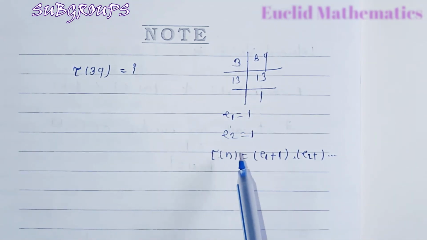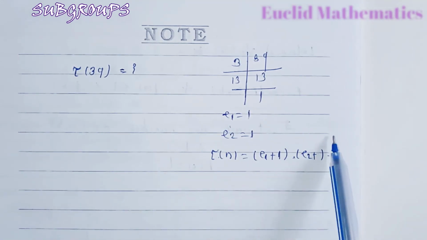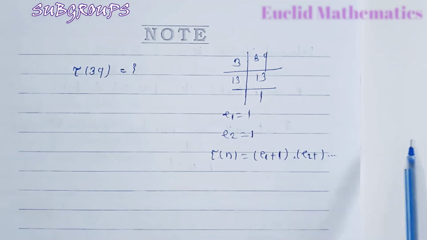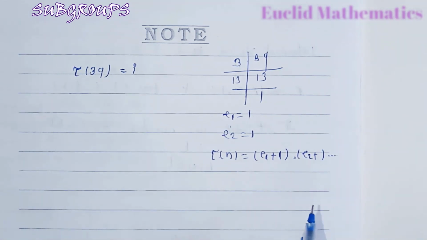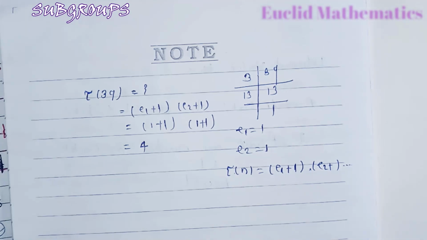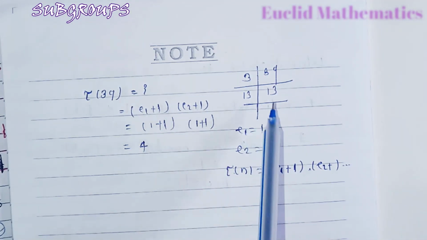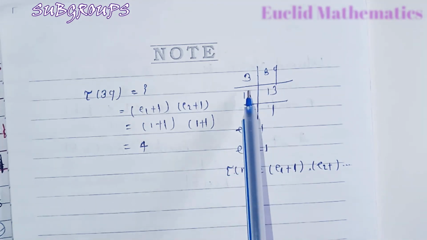And tau n says: the repetition of the first element plus 1, multiplied by the repetition of the second element plus 1, and so on up to the repetition of the nth element plus 1. This is the way we can find tau n. Now let's find tau 39. Tau 39 is written as (E1 plus 1)(E2 plus 1). Why two multiples? Because we got the repetition only one time, for 3 and 13.